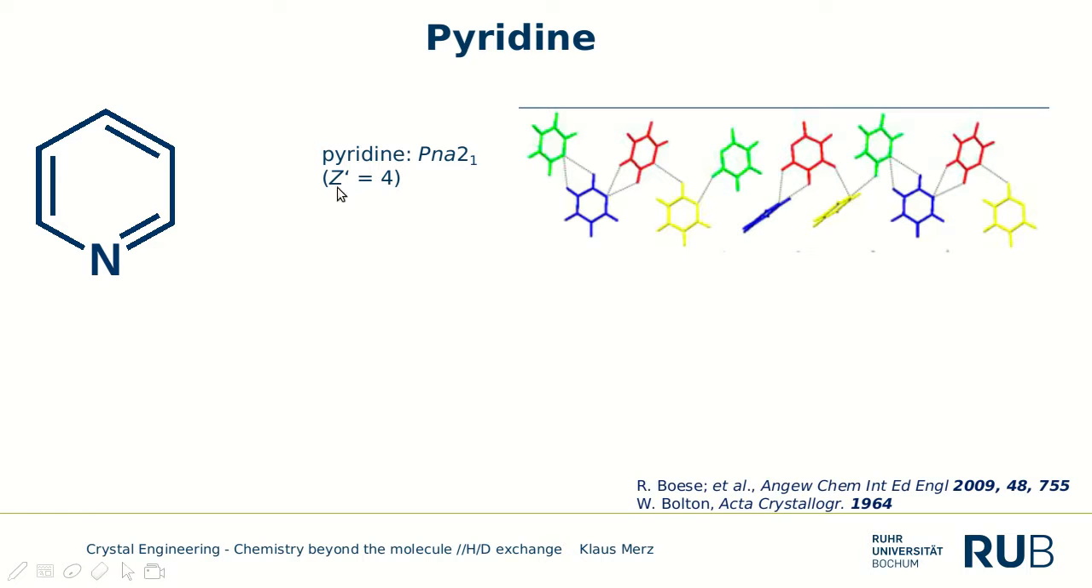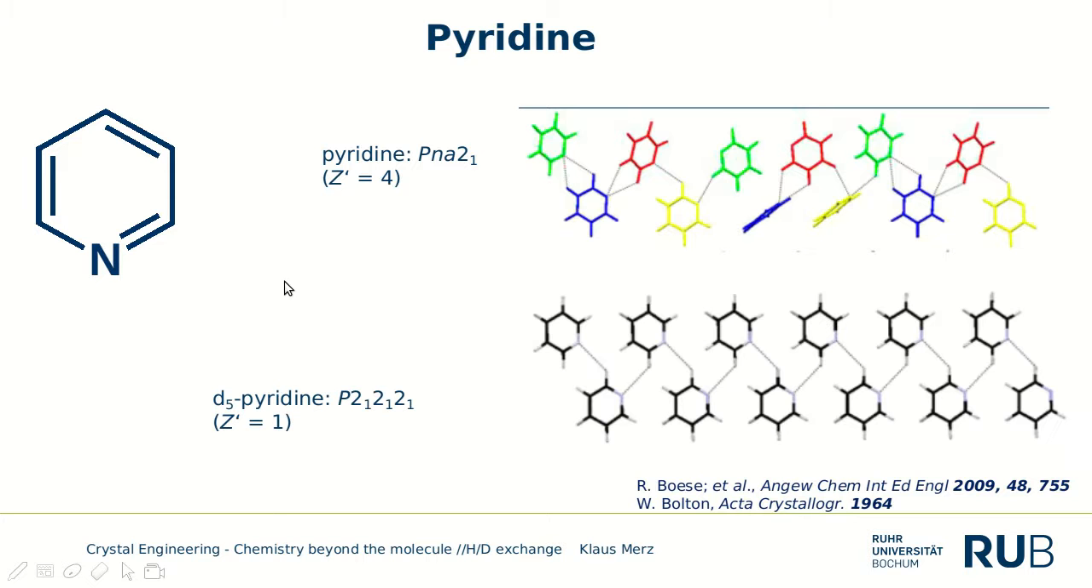This is called Z prime. Z prime is the number of molecules in the smallest subunit. This is what I called a strange or noticeable molecular arrangement: 4 molecules in the smallest unit. And if you now look at the crystal structure of deuterated pyridine, everything is fine.